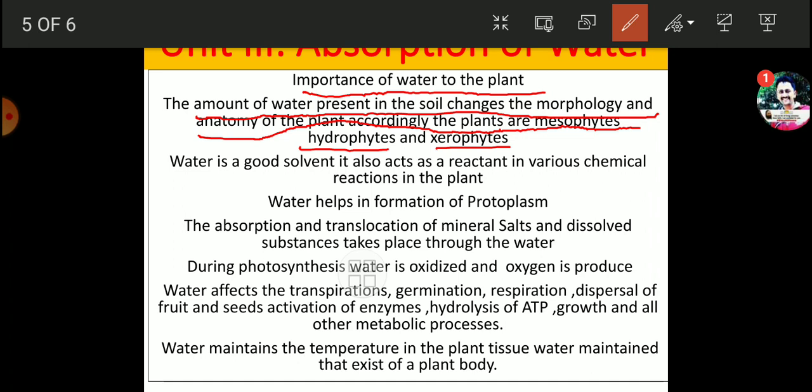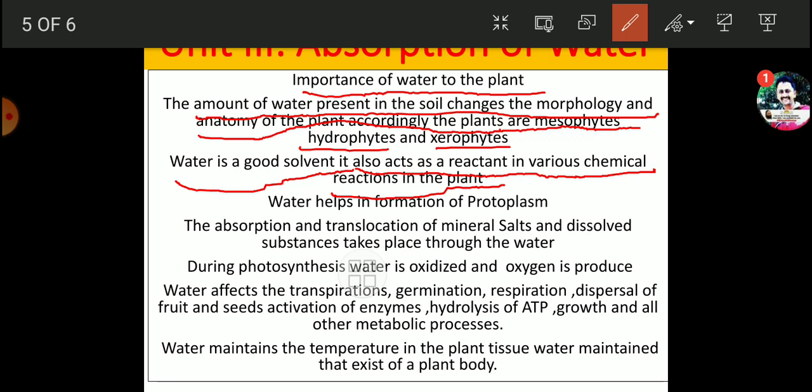Now, water is a solvent. It also acts as a reactant in various chemical reactions in the plant. Keep in mind, in a plant many chemical reactions take place, and each chemical reaction requires water, and there the role of water is as a reactant.